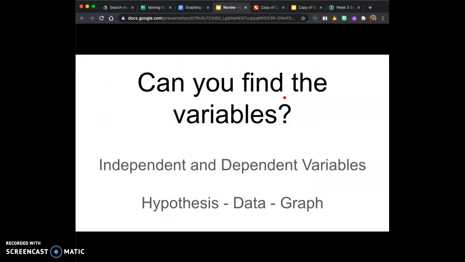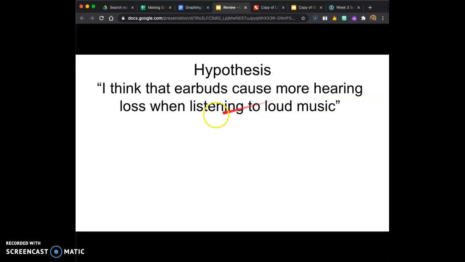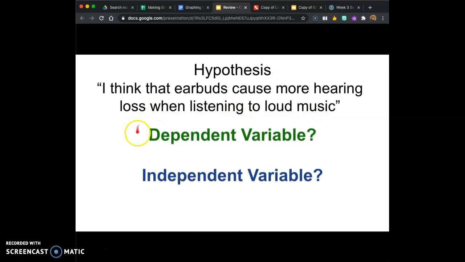So let's get down to the nitty-gritty, our variables. If I said my hypothesis was, I think that earbuds cause more hearing loss when listening to loud music, what would my dependent variable and my independent variable be? You could pause and try to answer yourself.